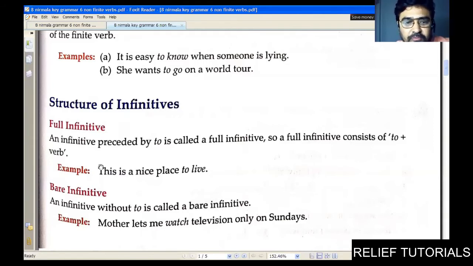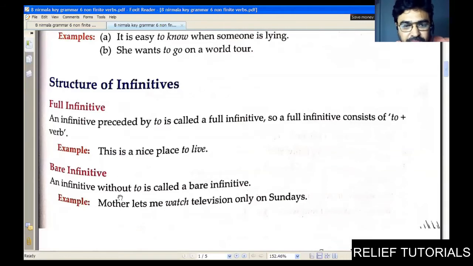For example, this is a nice place to live. To live is a full infinitive. Bare infinitive without to: Mother lets me watch. So lets is the main verb, finite verb, and after that this is not the finite verb. It is infinitive but without to. So where bare infinitives are used, let's see that.